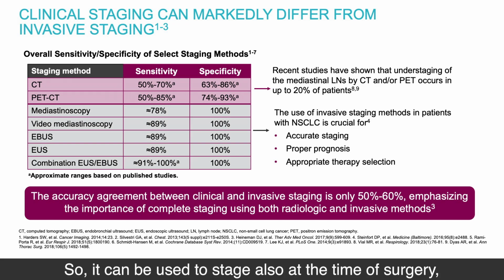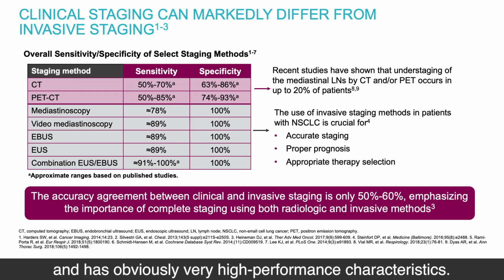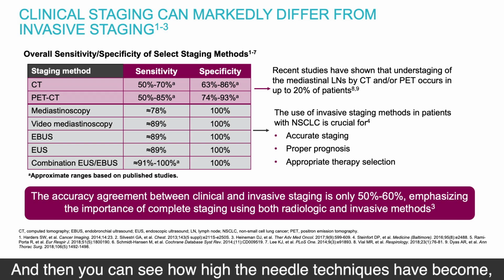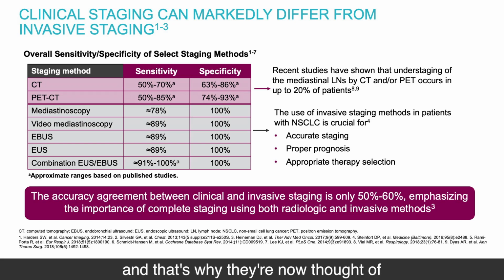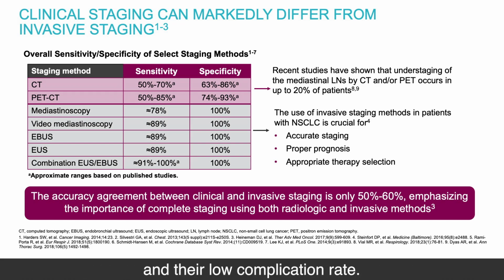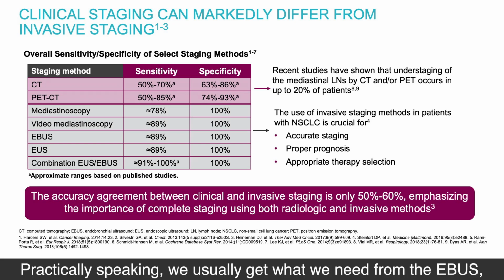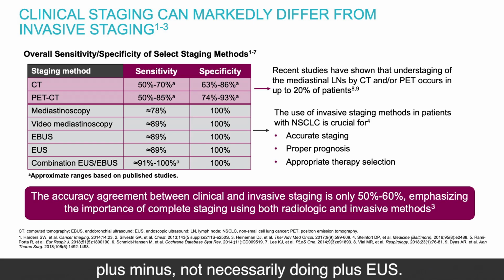So it can be used to stage also at the time of surgery, lymph node dissection, and has obviously very high performance characteristics. And then you can see how high the needle techniques have become, and that's why they're now thought of as first line for staging and diagnosis because of their high performance characteristics and their low complication rate. So EBUS or a combination of EBUS and EUS can be used. Practically speaking, we usually get what we need from the EBUS plus minus, not necessarily doing plus EUS.